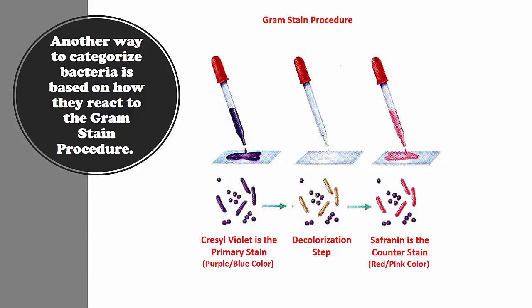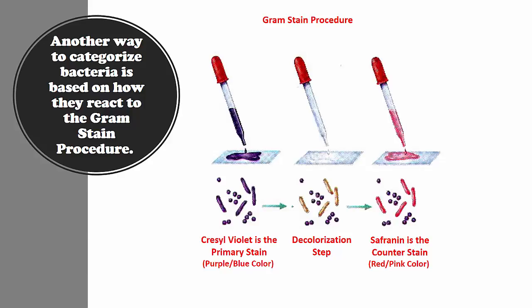Next, we have a decolorization step. During the decolorization step, the amount of crystal violet taken up by the thin layer of peptidoglycan from gram-negative bacteria is washed away and decolorized completely. Whereas gram-positive bacteria that have larger, thicker, more robust peptidoglycan layers within their cell walls will retain the crystal violet stain following the decolorization step.